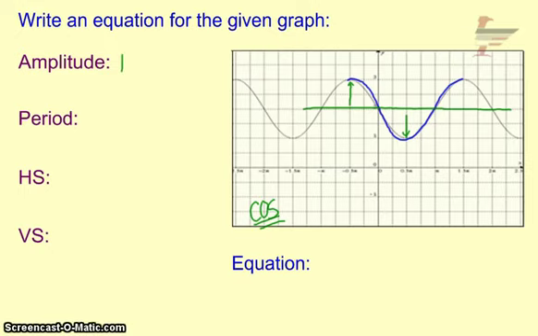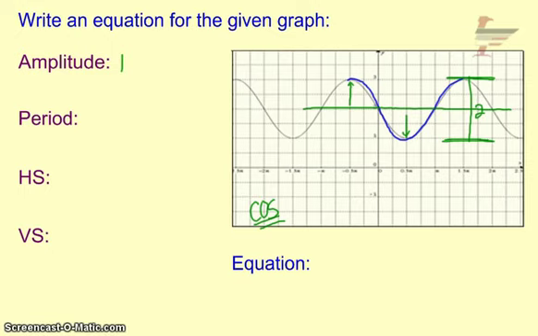Another way to think about it is you can look at the total height. So our graph from the very top to the very bottom, if you take that total distance of 2 and cut it in half, that will give you your amplitude every time also. So however you choose to look at it, our amplitude is 1.